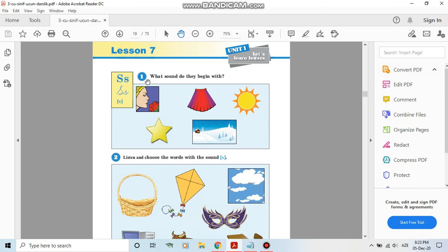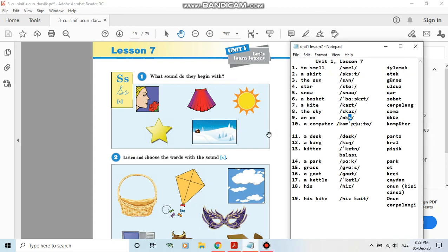Exercise number 1. What sound do they begin with? Onlar hansı sesle başlayır? Let's begin. Smell. It begins with the sound S. A skirt. It begins with the sound S. Ətək. To smell, iyləmək. The sun. Günəş. The sun. It begins with the sound S.